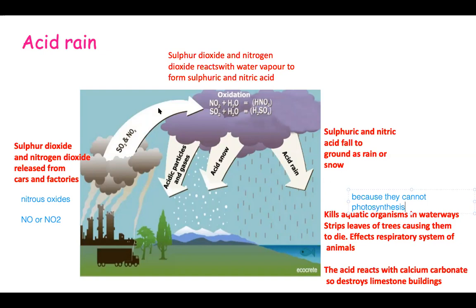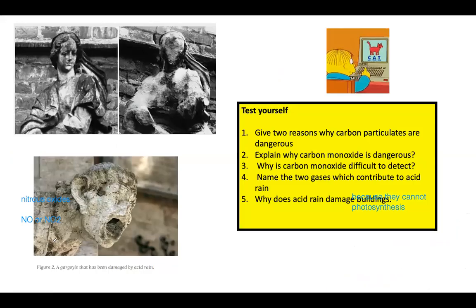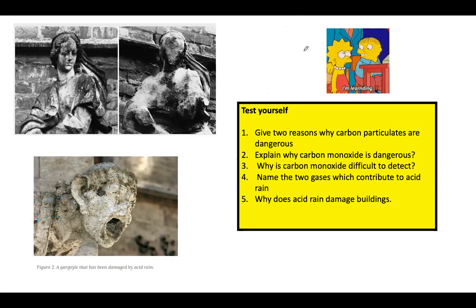So if I were you, I would draw a little diagram and I would label each step. Okay, you could add the extra things about how these occur specifically in engines because that is really important. Okay, so here is some example of some statues which have been damaged by acid rain. Take a couple of minutes to do these test yourself questions.